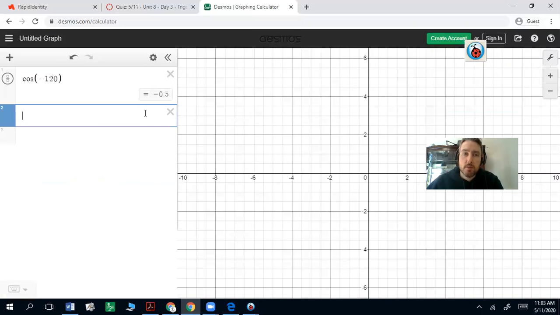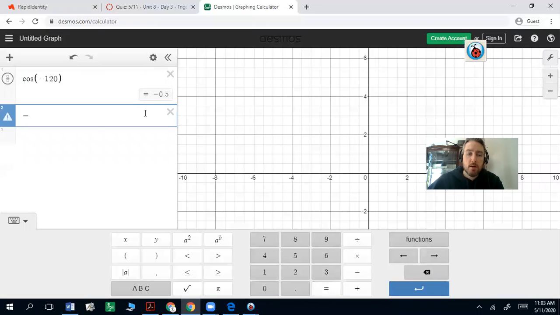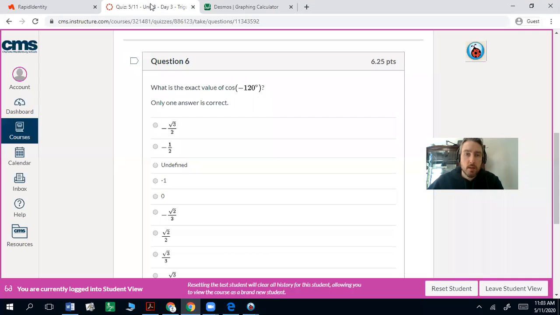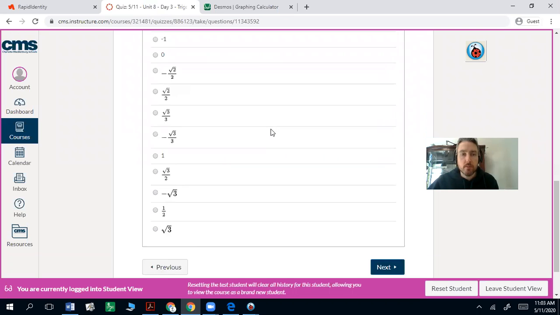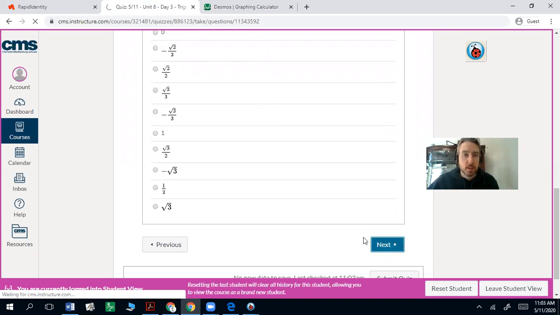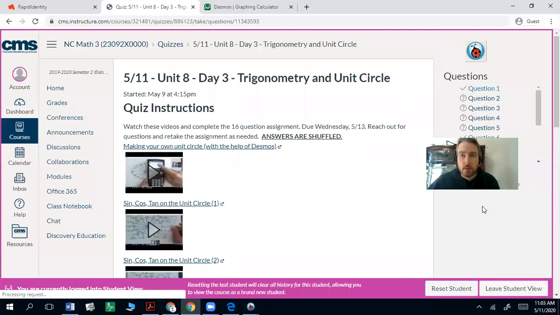Well, what is 0.5? It's 1/2. So if you do negative 1 divided by 2, that's going to be your answer. So the cosine of negative 120 for number 6 would be negative 1/2. And see how the answers are all scrambled up. So just mind where your answers are. So that's number 6, and I guess I'll do one more of the radians.